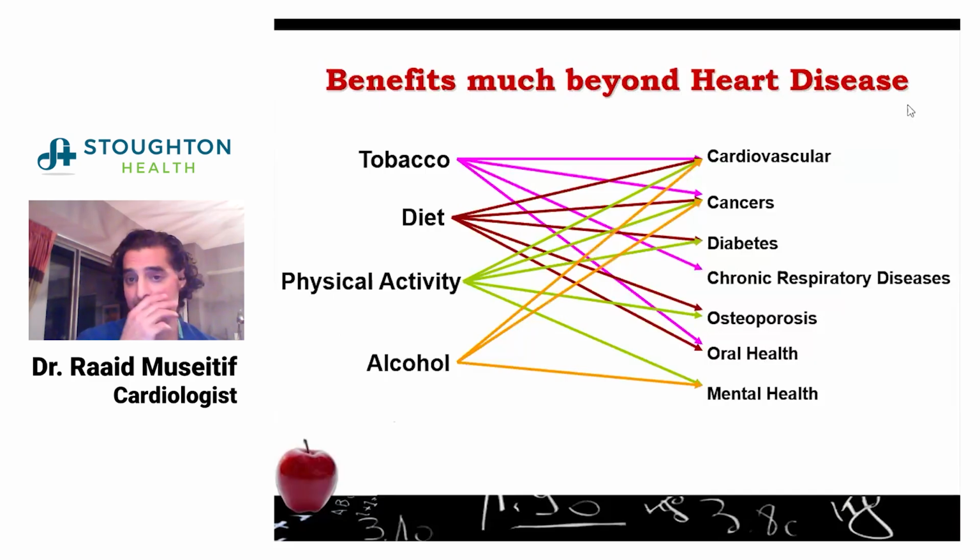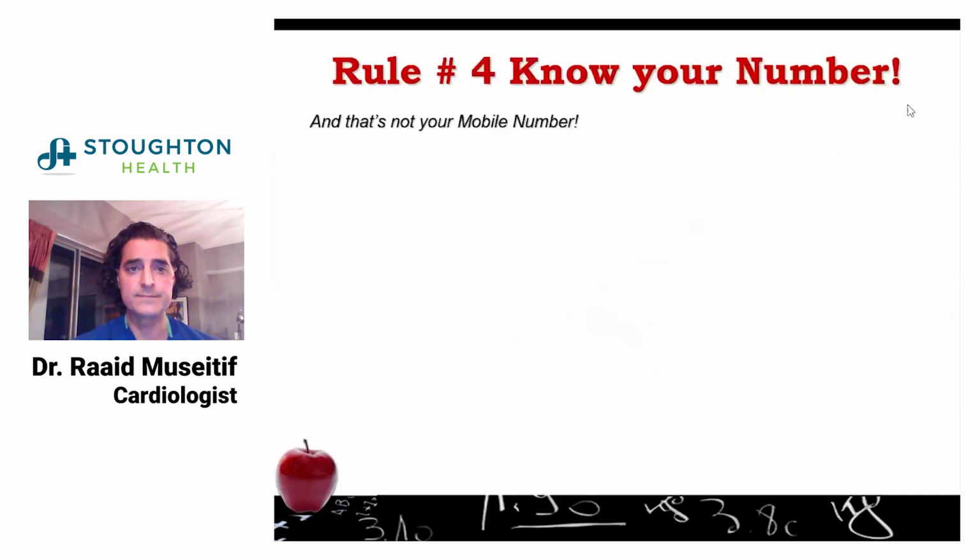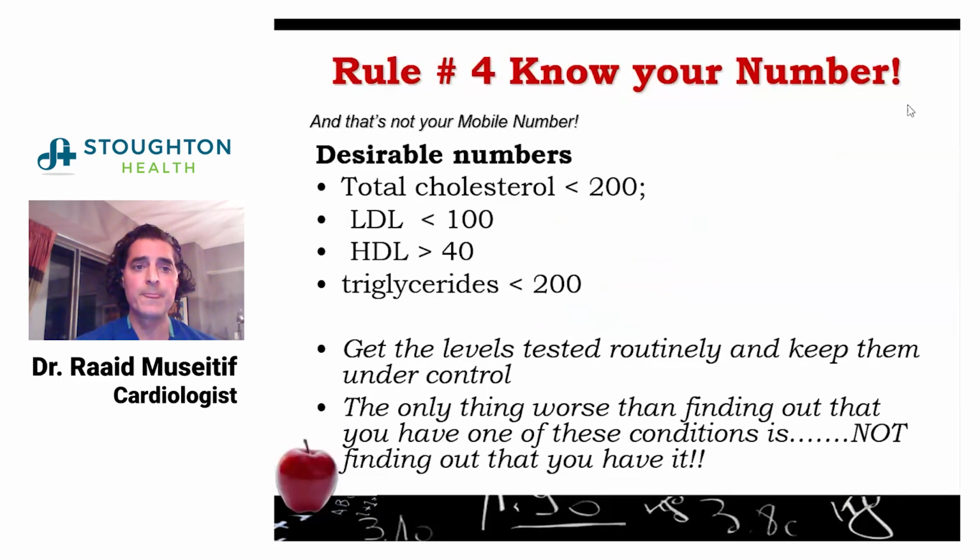So all these things on the left, what we've been talking about, your tobacco use, your diet, your physical activity, your alcohol consumption, they overlap and they add to all the diseases on the right. Cardiovascular disease, cancer, diabetes, chronic respiratory disorders, osteoporosis, your bones thinning out, oral health, bad gums, bad breath, and they can add to mental issues. So you can see by doing these things for your heart, you're also potentially helping all these other things that they can cause. Rule number 4, know your numbers.